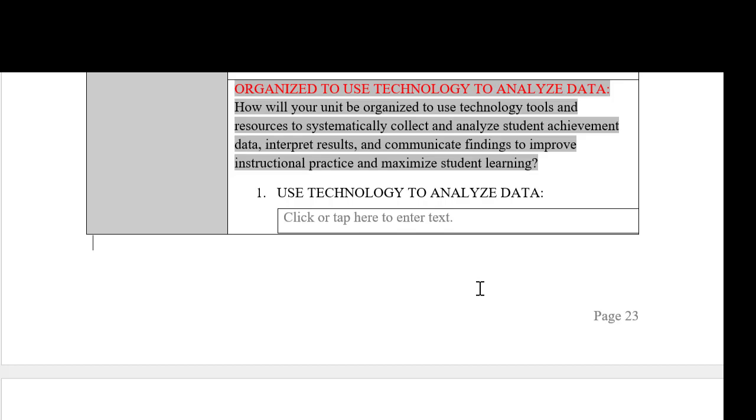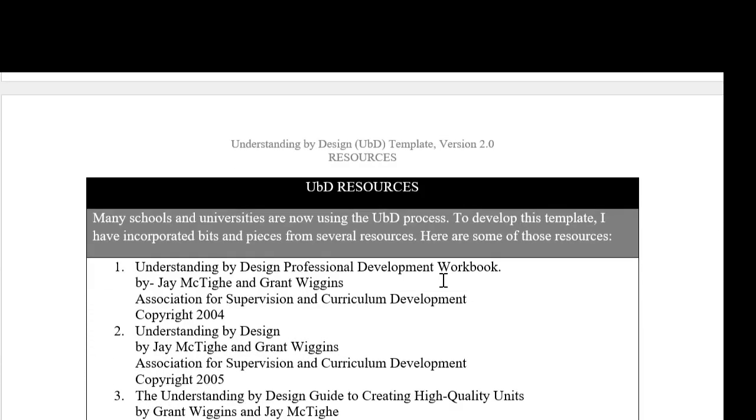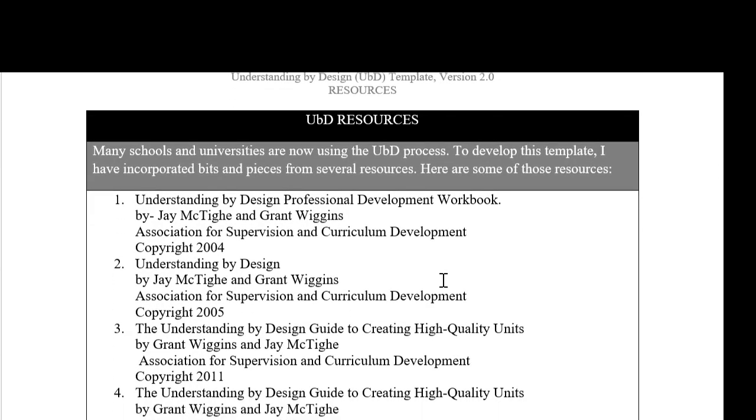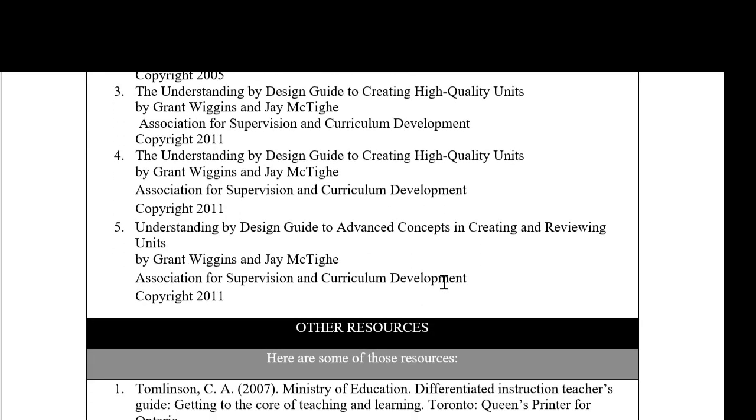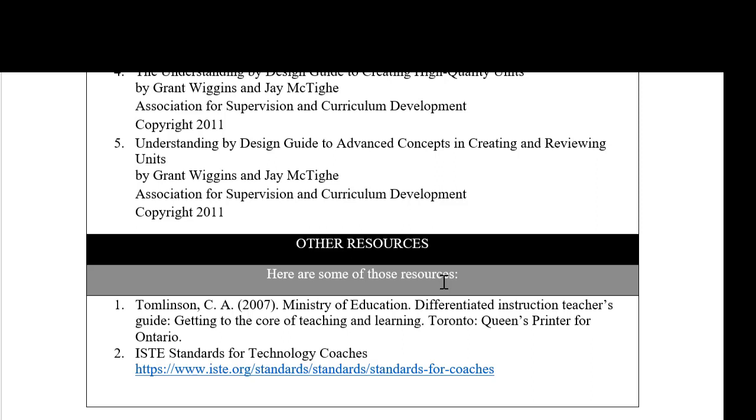Then at the very end of the template, they give us our resources because a lot of people are using the UbD process. So if you have any other questions, here are just some other resources that you can utilize.